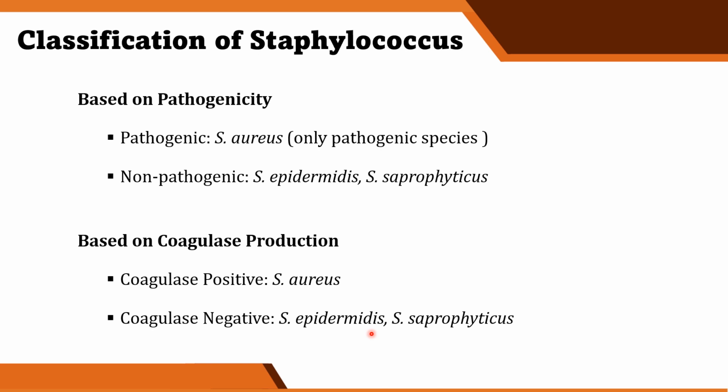Based on coagulase production, we can also differentiate them. The only coagulase positive is S. aureus. S. epidermidis and S. saprophyticus are coagulase negative.